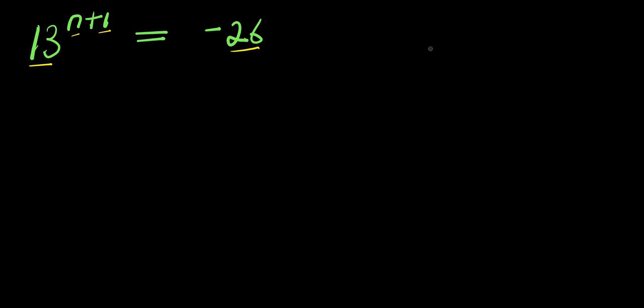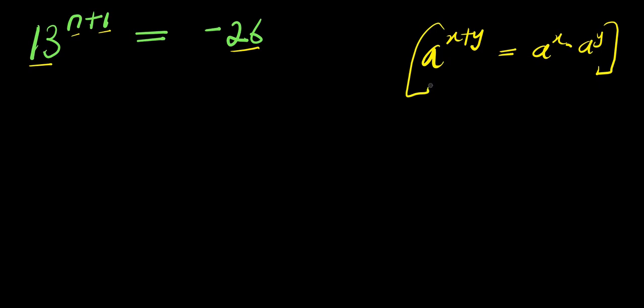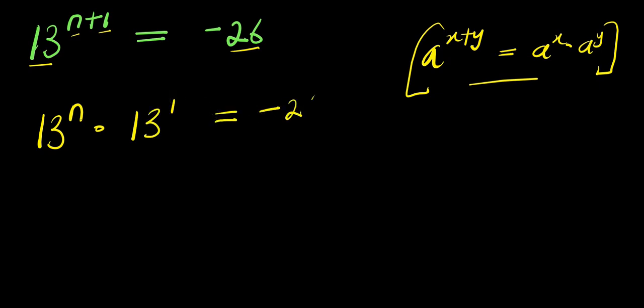So if you have a power x plus y, this equals a power x times a power y. So we apply this right here. This is 13 power n times 13 power 1 equals negative 26.